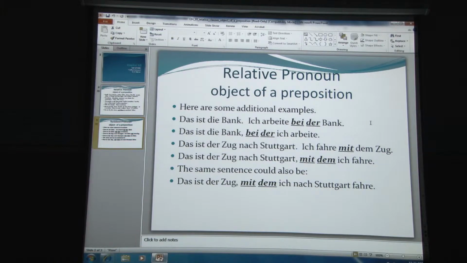Das ist der Zug nach Stuttgart. Ich fahre mit dem Zug. Ja? Das ist der Zug, mit dem ich fahre. Ja? Oder das ist der Zug, mit dem ich nach Stuttgart fahre. Again, it's a little easier when you have a preposition. Mit is dative, so der Zug, mit dem. Yeah? Good. So let's go to the board now.